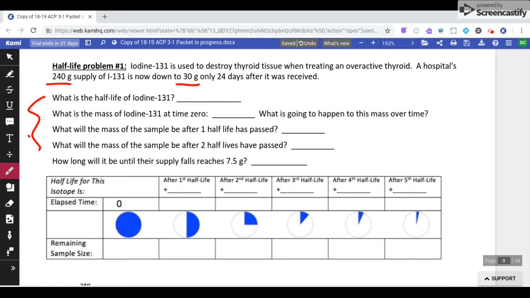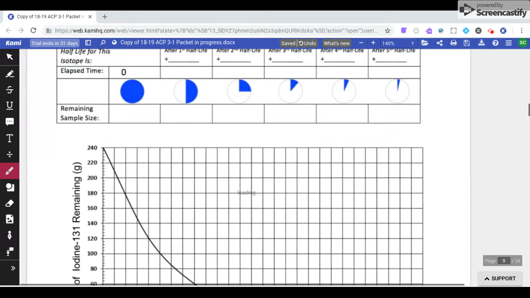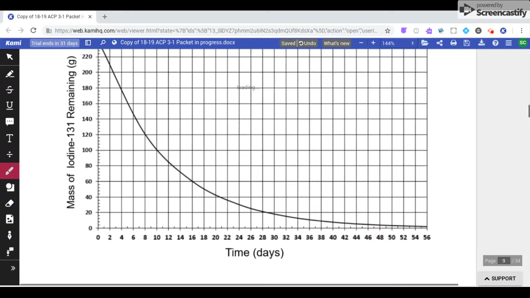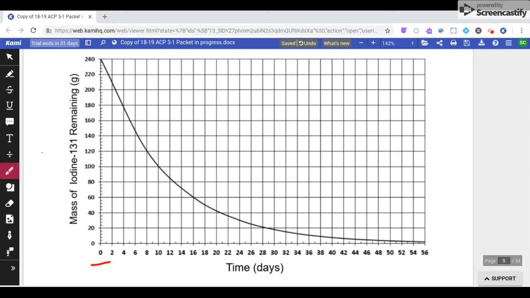And what you need to do, since the only information given to you in the problem is really how much you have at the beginning of this time period, is look at a graph, because you don't know what the half-life is for this. You could theoretically Google it, but you have a graph here that's given to you. And if you notice on the graph, at time 0, there's 240 grams of that iodine 131 present.